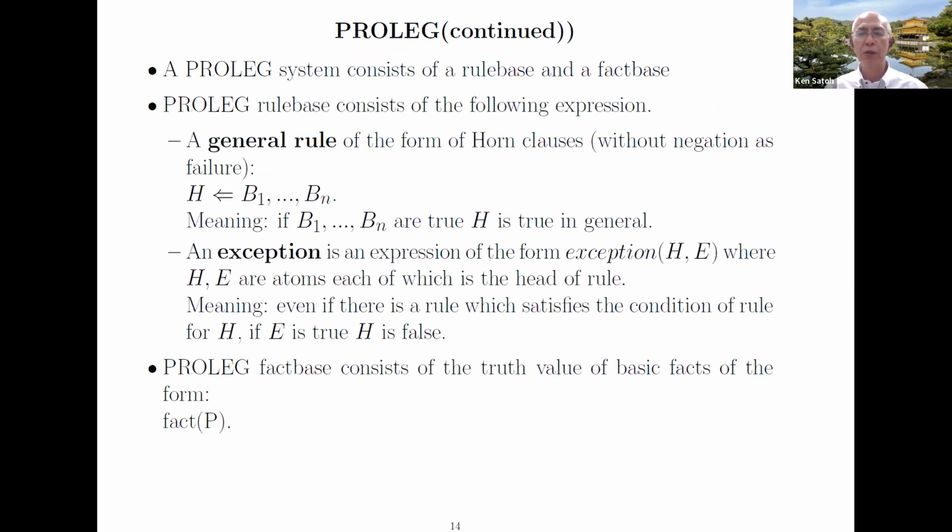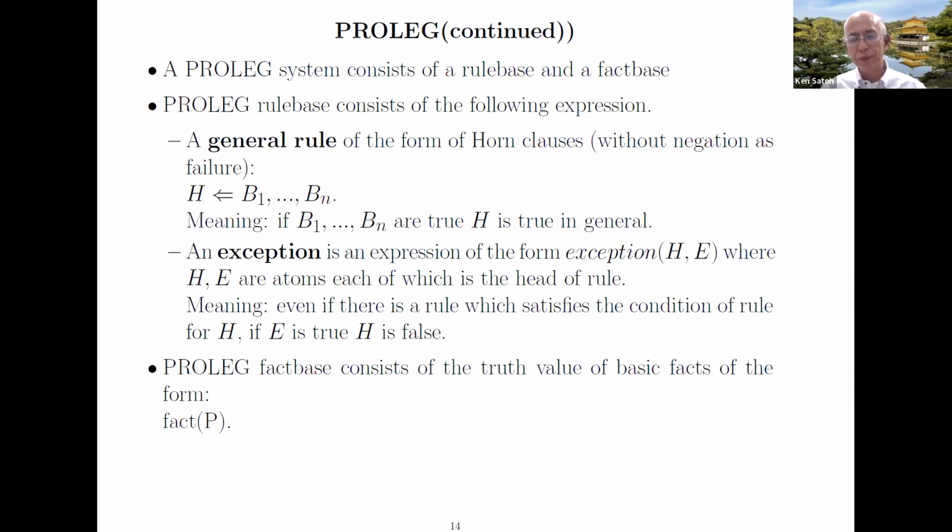A general rule is of the form of Horn clauses without negation as failure, and the form is H, left arrow, B1 to Bn. The meaning of this general rule is that if B1 to Bn are true, H is true in general. It doesn't mean that H is always true, because there is a possibility of exception. An exception is an expression of the form exception HE, where HE are atoms, each of which is the head of a rule. The meaning is that even if there is a rule which satisfies the condition of the rule for H, if the exception is true, H is false.